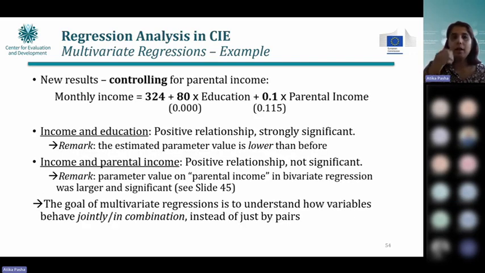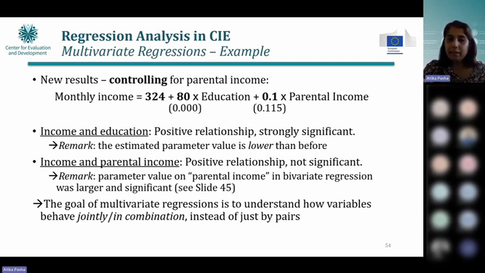Okay. So what it tells us is that when controlling for parental income, we still observe a positive and strongly statistically significant result between education and monthly income. The only difference is the parameter is lower than before. Alternatively, for parental income, there is still a positive relationship, but this is not statistically significant at the 90% or higher confidence level. And if you remember, the parameter has also changed. It was 0.3 previously and has now become 0.1.